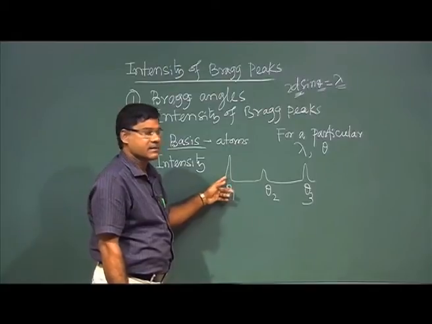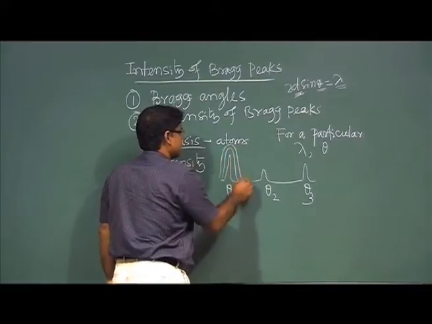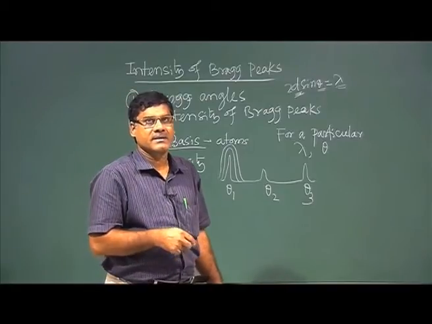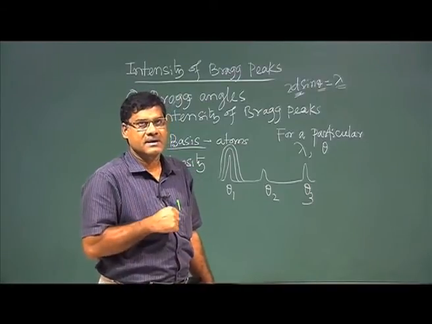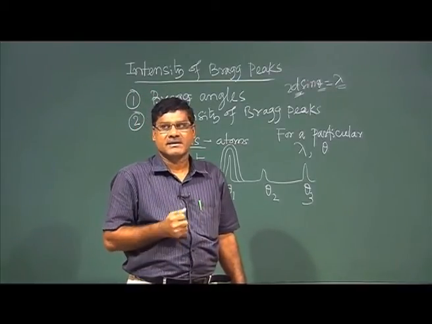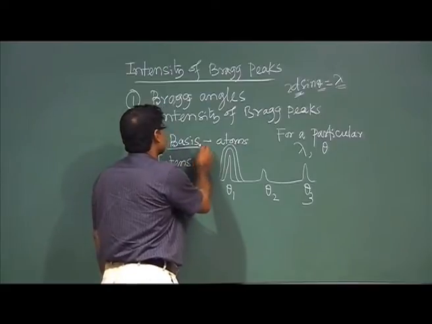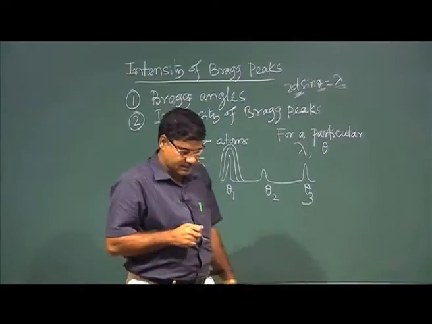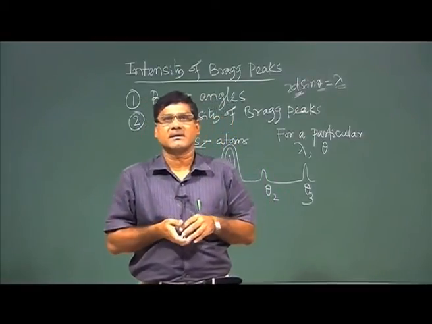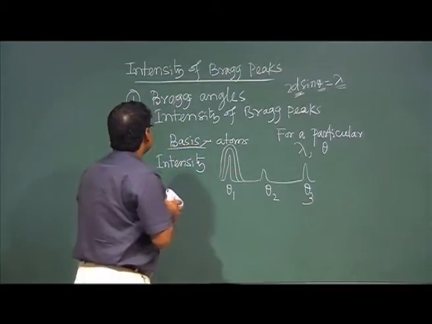Now, as I mentioned, for a particular lambda and theta, that means for a particular plane, the intensity varies. It increases in some cases, decreases in other cases, and sometimes these peaks are missing. Missing means intensity is 0. So, why so? As I mentioned, that depends on the basis, or on the distribution of atoms or even lattice points in the crystal. I will give you one example.